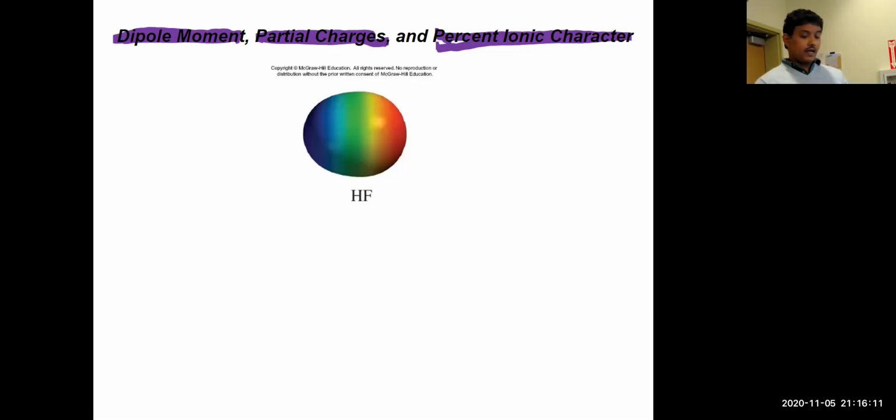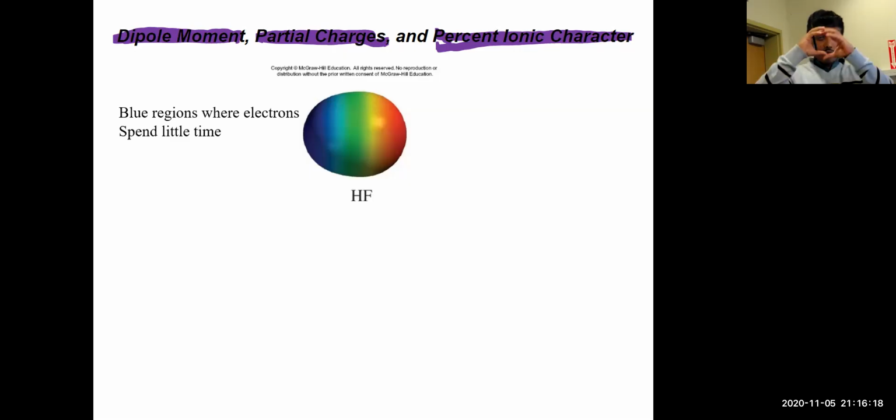As you see here, I have a polar covalent bond, HF. And how do we know it is a polar covalent bond? It is one molecule, right? There are no two single atoms as hydrogen and fluorine. You see one molecule HF, but the electrons are here on the fluorine side. That is how we know that it is a polar covalent bond. The blue regions are where electrons are coming over for very little time, and the red region is where electrons are staying mostly.